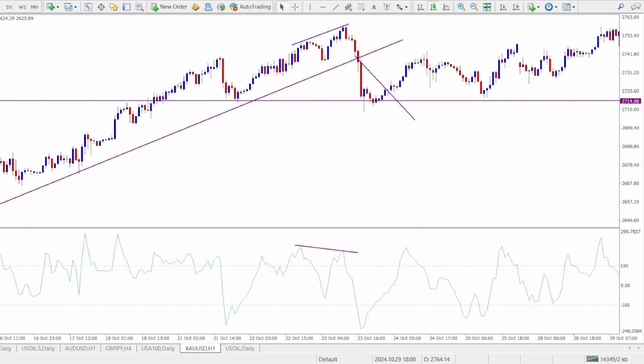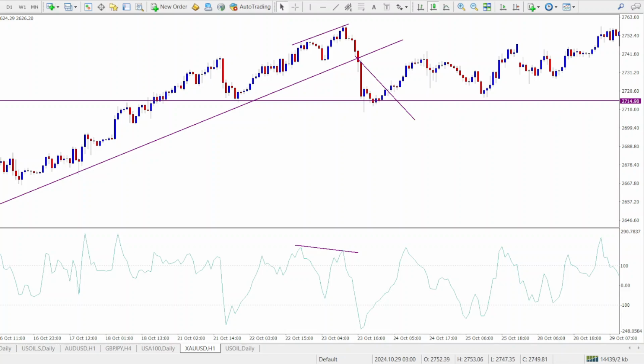And then finally, do not be impatient. Divergence doesn't always mean an immediate reversal. In as much as divergence is effective, it works, but it doesn't mean that the reversal will happen immediately. Sometimes it takes time for the market to turn. So be patient and wait for the right setup.